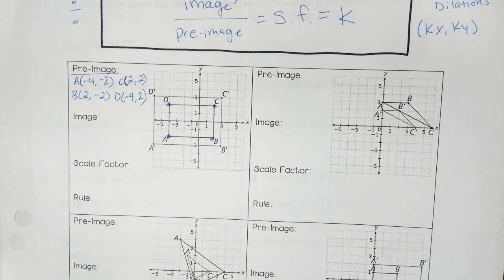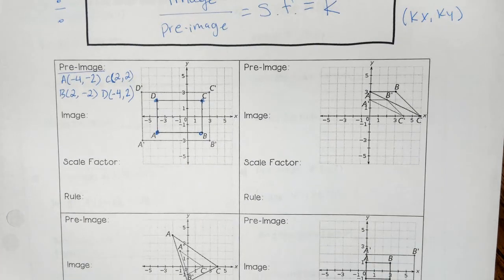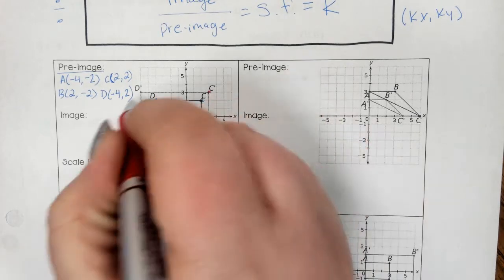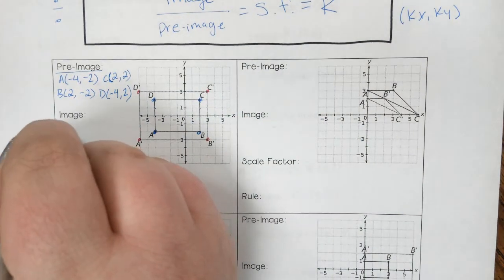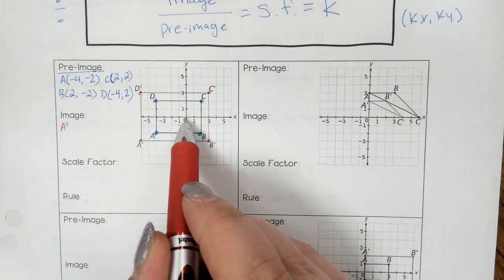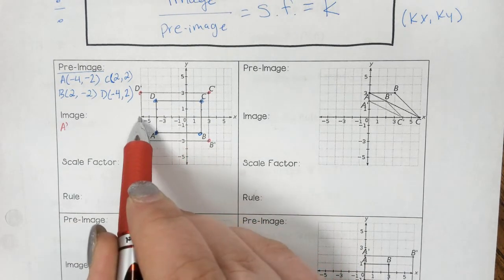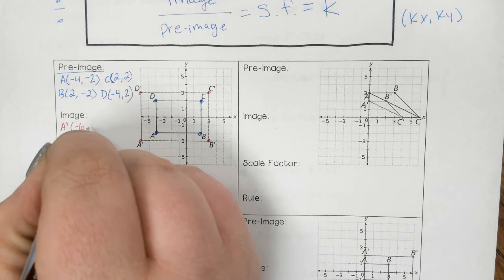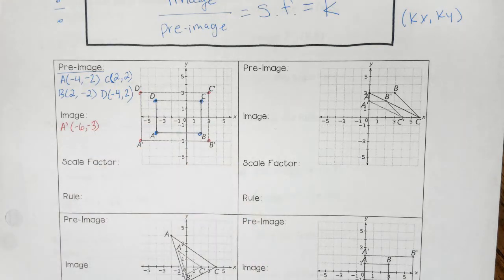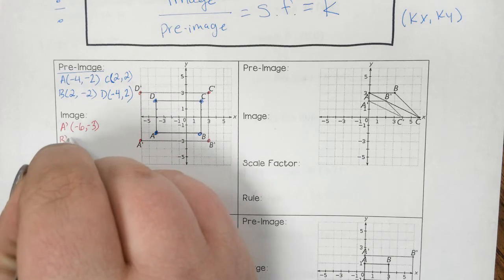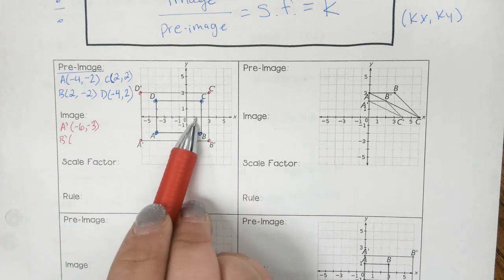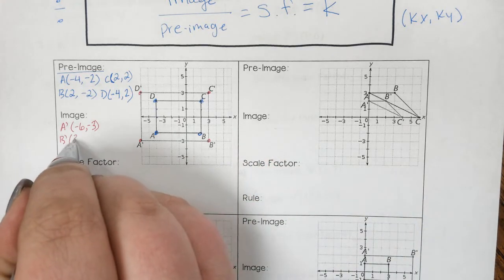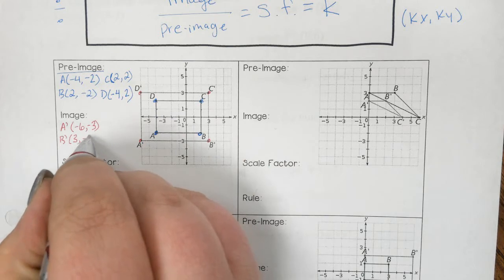Now we'll look at the image ordered pairs. The image ordered pairs are A prime, B prime, C prime, and D prime. A prime is located at left 1, 2, 3, 4, 5, 6, and down 1, 2, 3. Left 6, down 3. B prime is to the right 1, 2, 3, and down 1, 2, 3. So positive 3 for right, and negative because we went down 3.